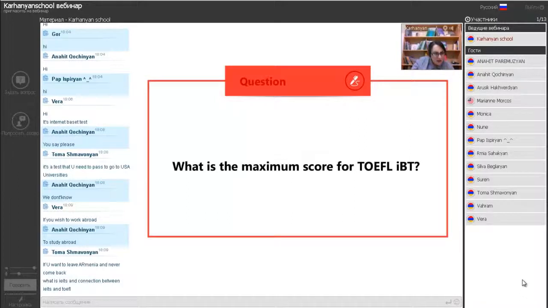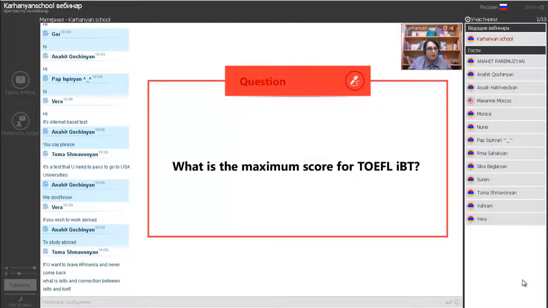So I have a question here. What is IELTS and the connection between IELTS and TOEFL? About the difference, you want to say differences in structure, I can say. IELTS has a different structure than TOEFL.